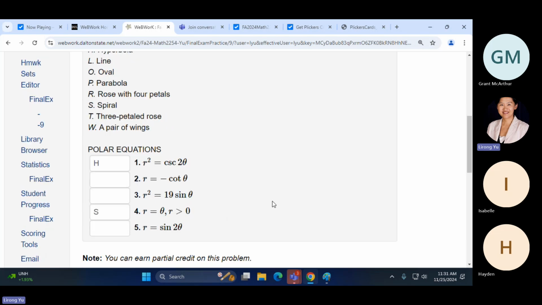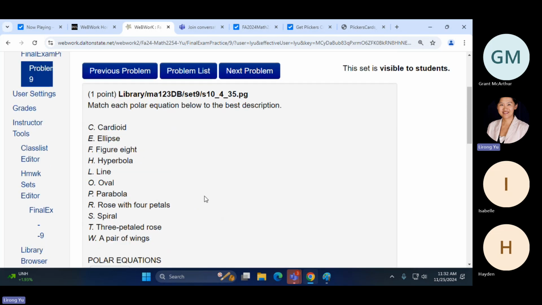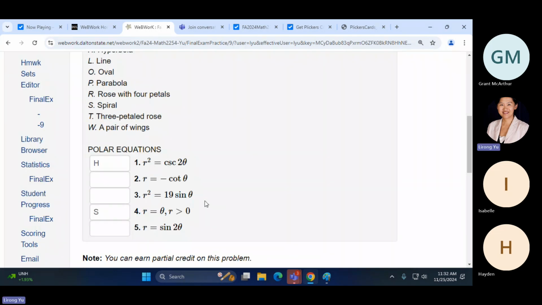There are basically 2 methods for the conversion. One is you convert it into an xy equation, a rectangular equation, and from there you can determine the shape. Or you pretty much graph the polar equation and identify the shape. I hope that helps.